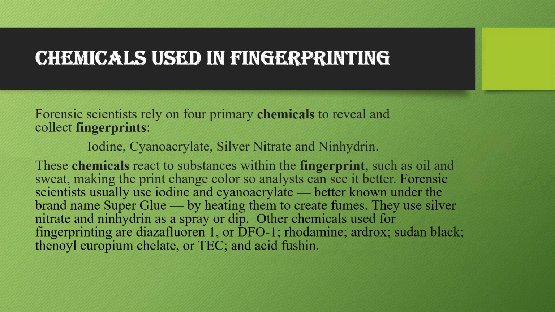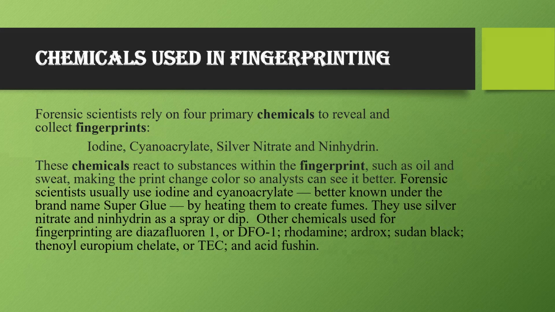These chemicals react to substances within the fingerprint, such as oil and sweat, making the print change color so analysts can see it better. Forensic scientists usually use iodine and cyanoacrylate, better known under the brand name superglue, by heating them to create fumes. They use silver nitrate and ninhydrin as a spray or dip.